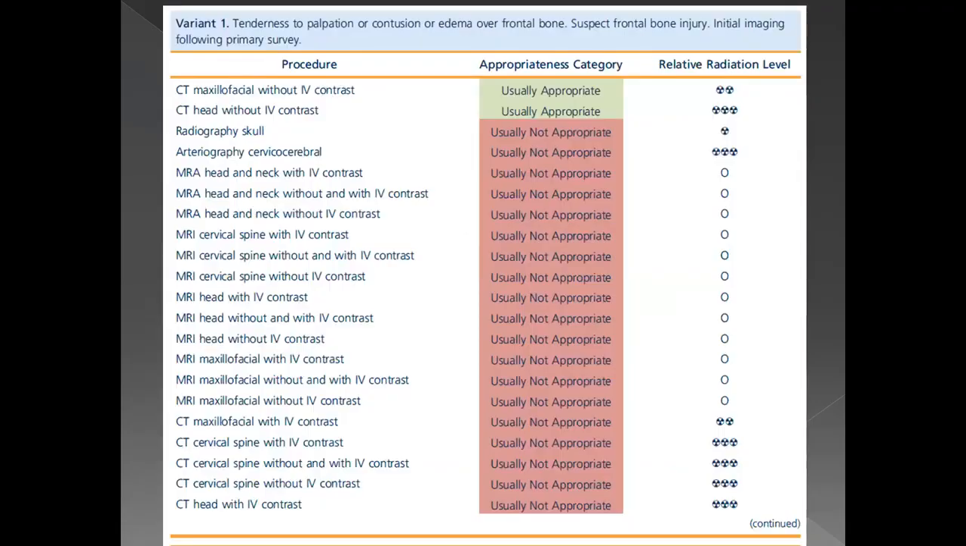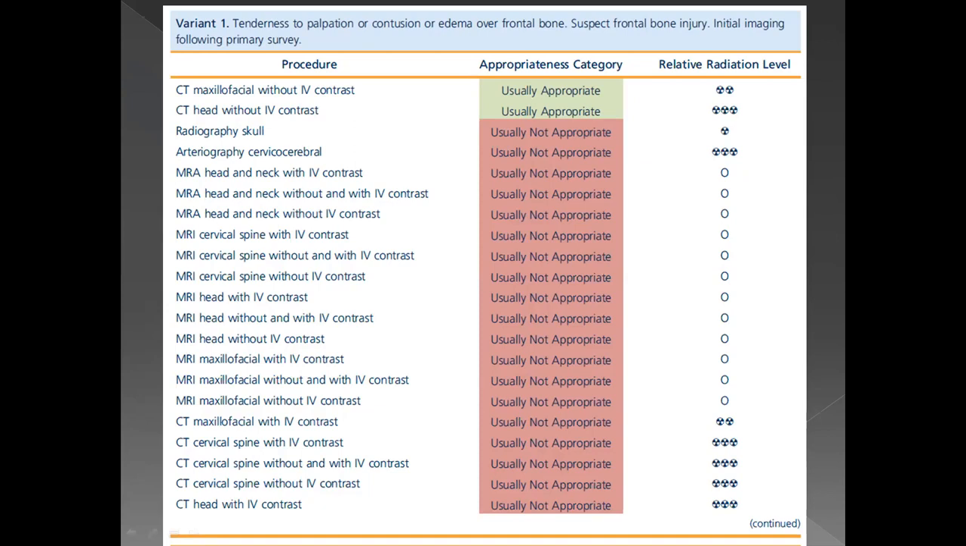If you are suspecting a patient who has tenderness to palpation or a contusion or edema over the frontal bone, they recommend that you do a CT maxillofacial without IV contrast or a CT head without IV contrast. Radiography of the skull, which I've been basically teaching you, is considered usually not appropriate, even though it has the least amount of radiation dose. But since it does not give you diagnostically appropriate information, it is considered usually not appropriate.